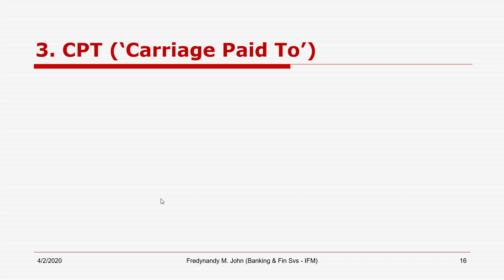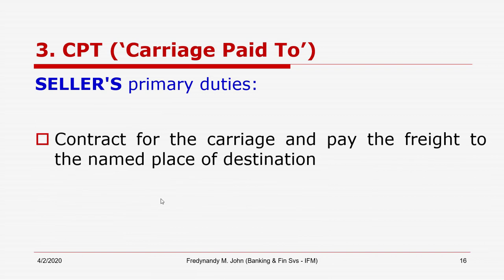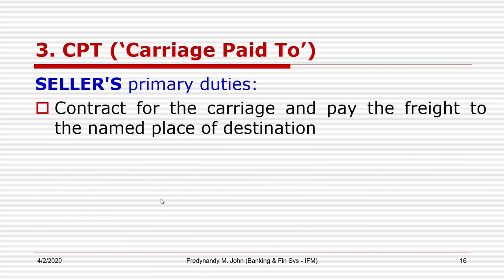The third Incoterm is known as the Carriage Paid To, abbreviated as CPT. Now, under this Incoterm, here are the seller's primary duties. Number 1, to contract for the carriage and pay for the freight to the named place of destination. So you see here, remember the words in parentheses, named place of destination. That is to say, this Incoterm requires the seller to ensure that goods are delivered at the named place of destination, which is located in the country of import.